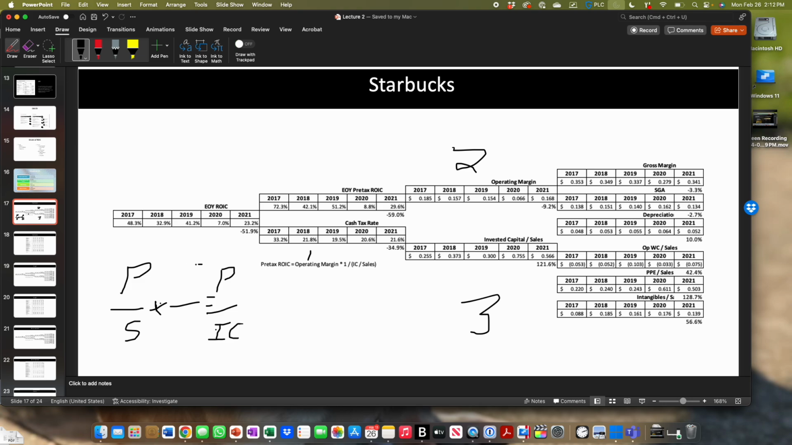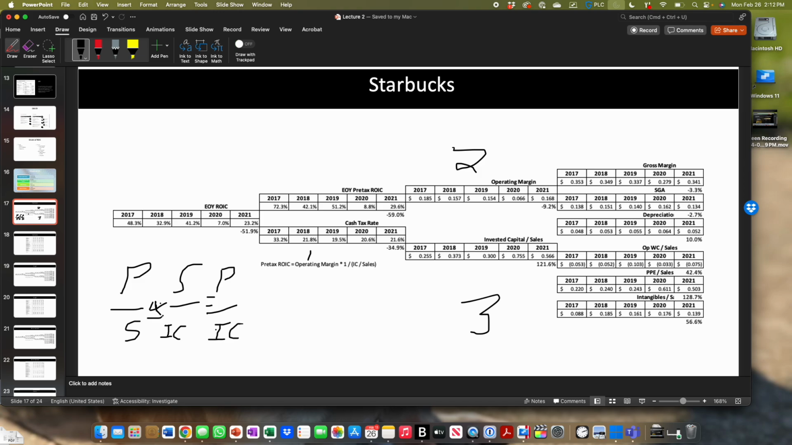The S's would cancel out, and you'd be left with P over IC. Thank you for that assist there. But that is instructive, because this multiplication sign tells us P over S and S over IC have equal weight in explaining ROIC.